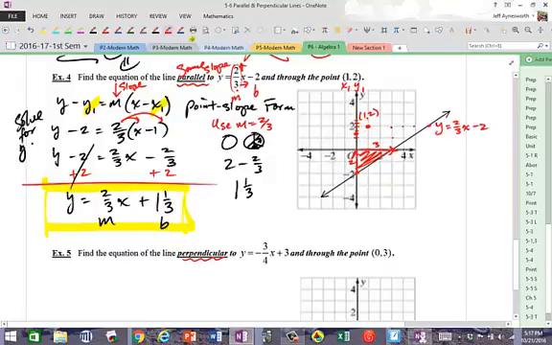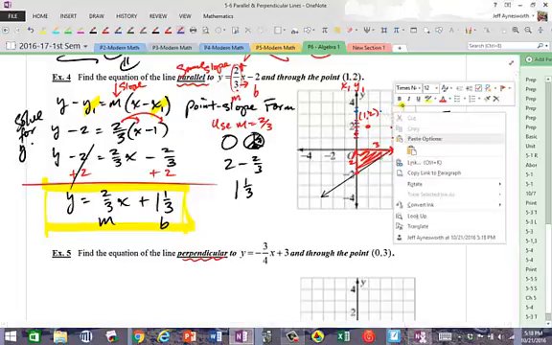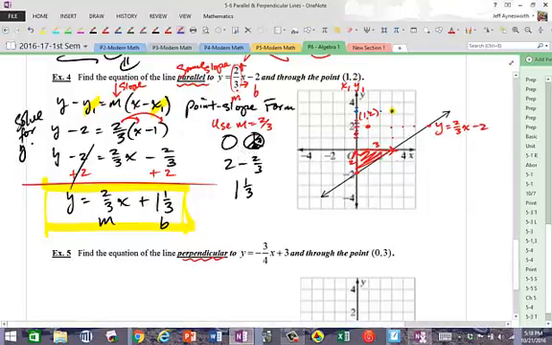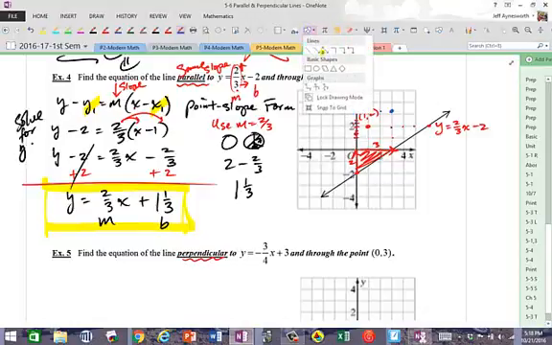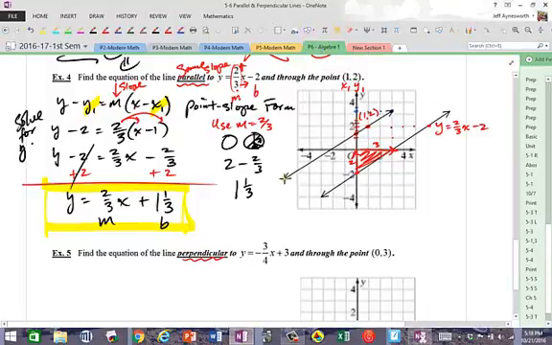So we want to rise 2. So up 1 and then 2. I didn't say that correctly. Okay, so we got to go up 2. So up 1 unit, 2 units, and right 3. Here we go. So then you graph. There we go.